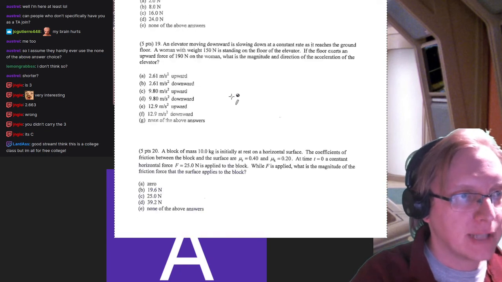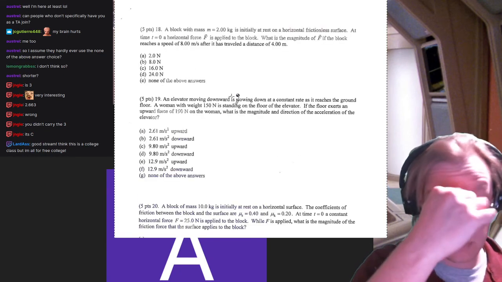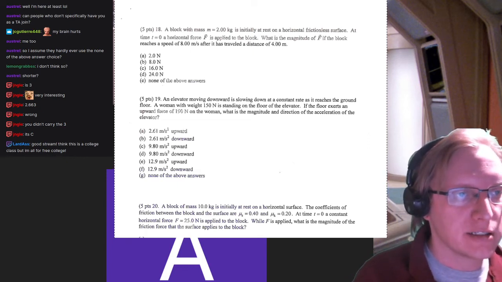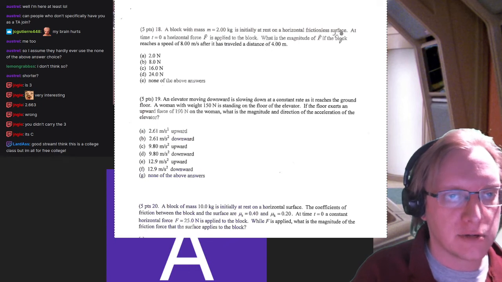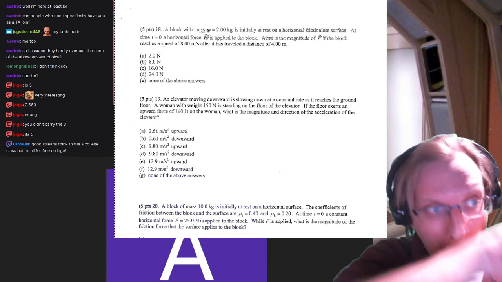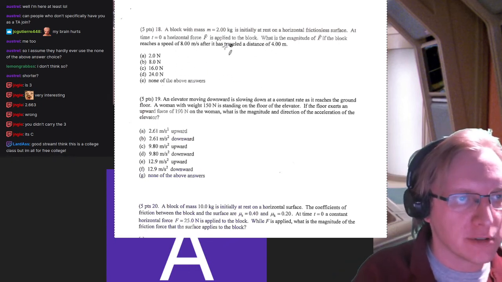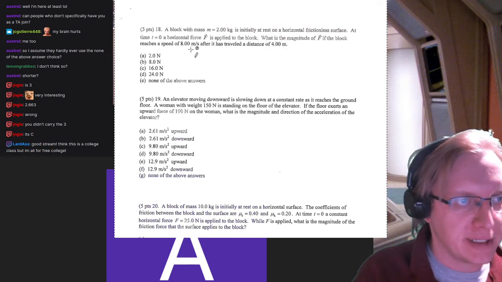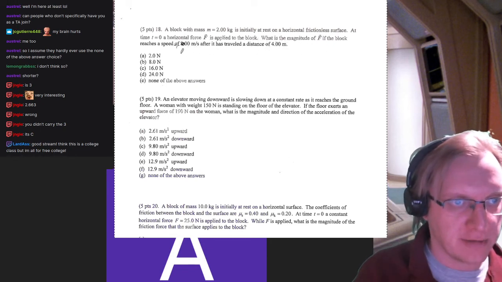Last set of questions here. A block of mass 2 kilos is initially at rest on a horizontal frictionless surface. At time t equals 0, a horizontal force F is applied to the block. What is the magnitude of F if it reaches a speed of 8 meters per second after it has traveled a distance of 4 meters?